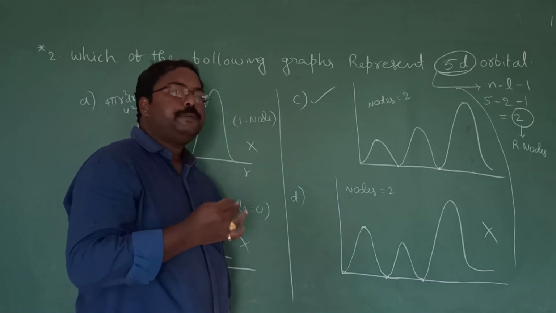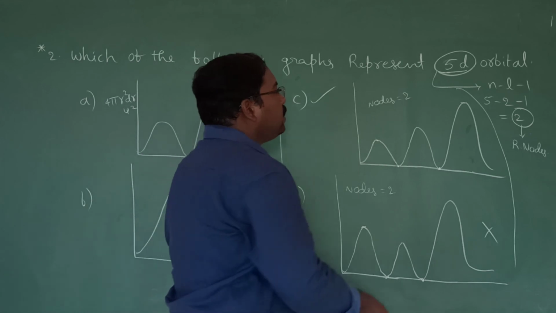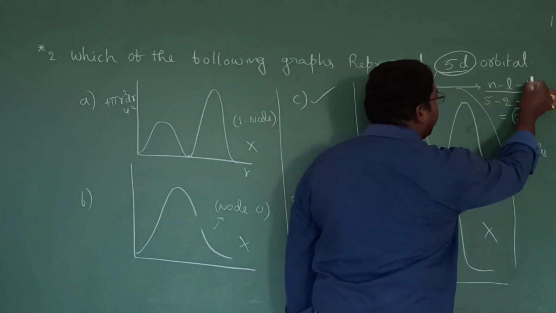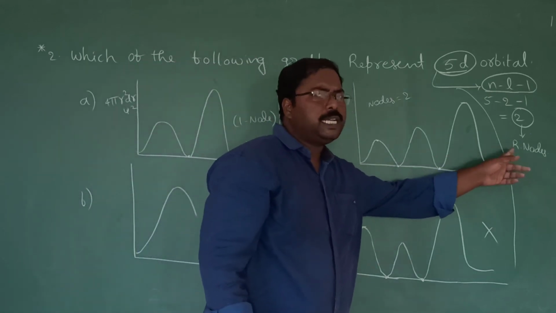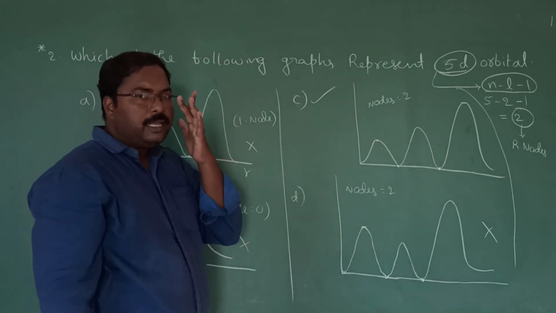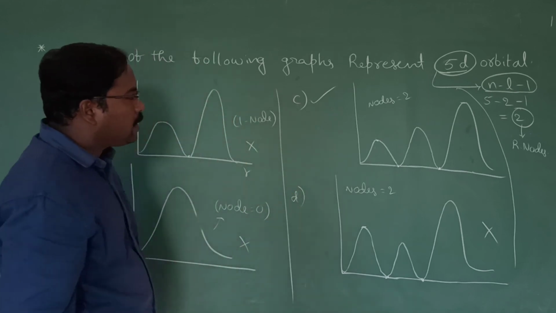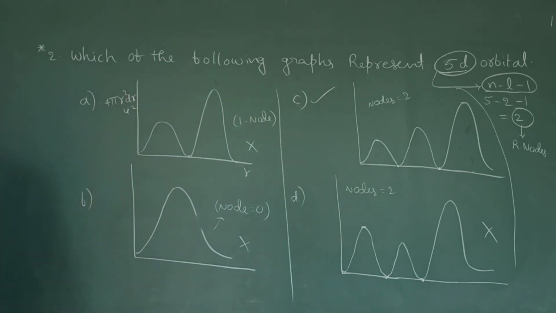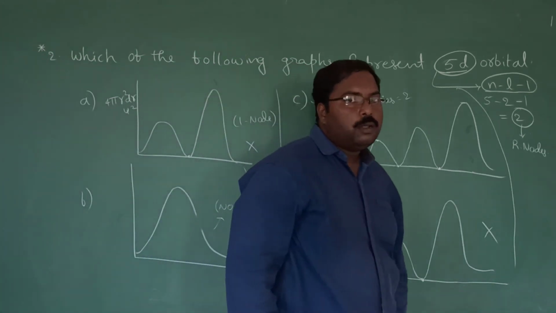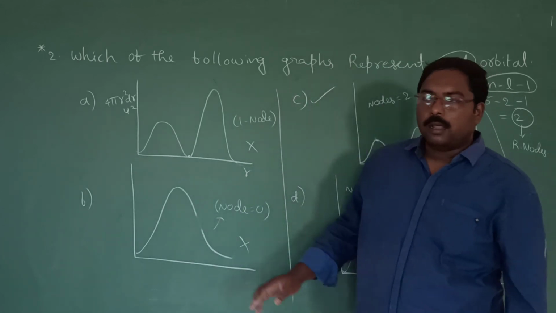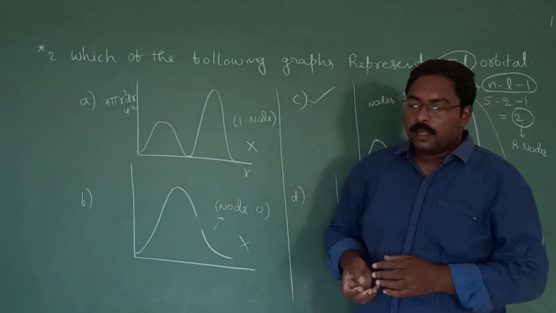First, out of the four options, what do we have to focus on? We need to calculate the number of radial nodes for the given orbital. Then we should check against the four graphs. Okay? So copy this first. So this is the information about nodes as well as nodal regions.